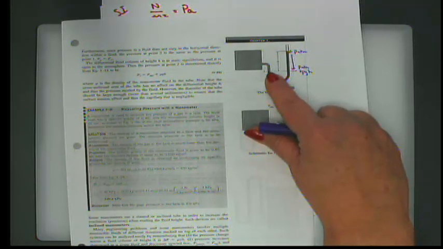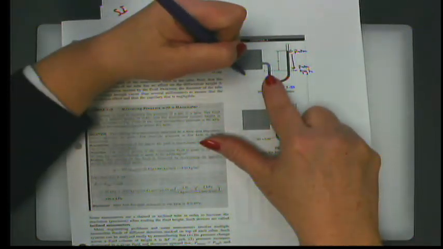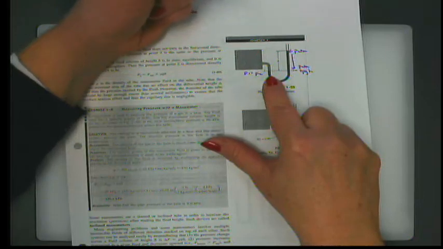It's equality of pressure. Now, that would not be the same if we had two different fluids, but if we have the same fluid, we have a continuous loop of the fluid, and they're at the same elevation, they're going to be at the same pressure, right? Equality of pressure. So the pressure at 1 is going to equal the pressure at 2.